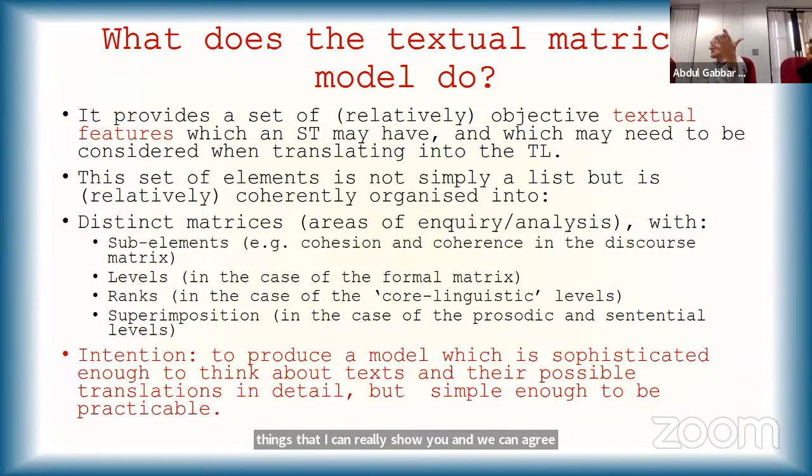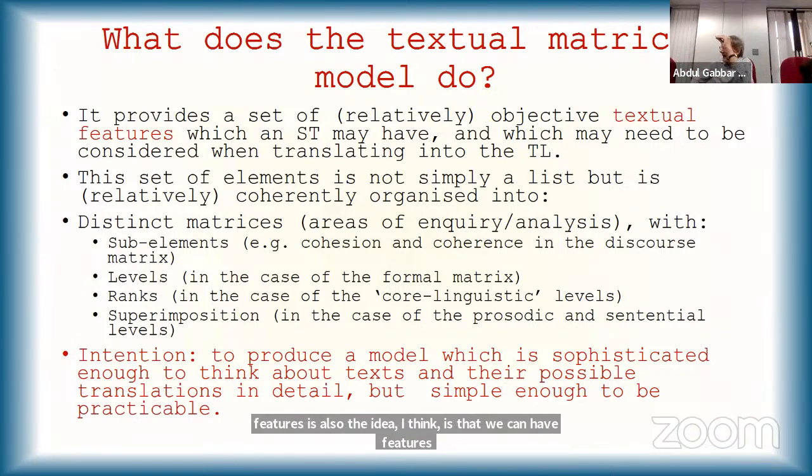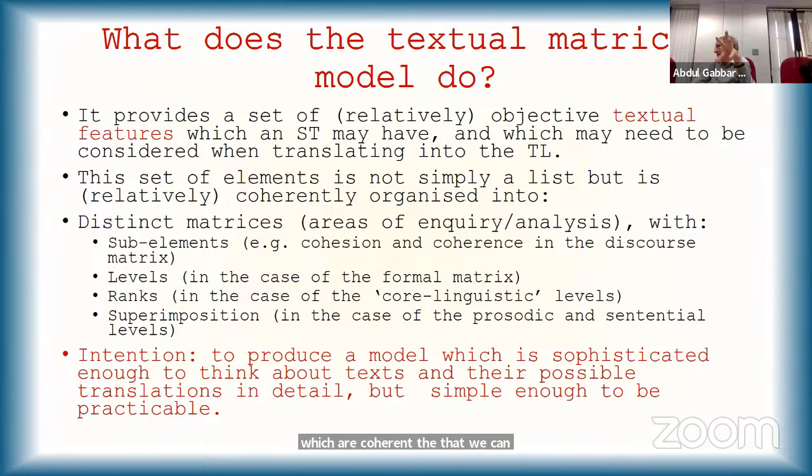In the end, you can say, okay, but you haven't convinced me. Whereas with these, in theory, we should be able to say they're there, we can all agree. Okay, so that gives us objective features. There's also the idea that we can have features which are coherent, that we can understand how they relate to one another.